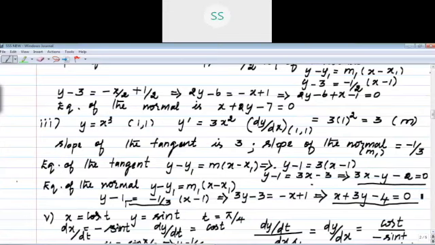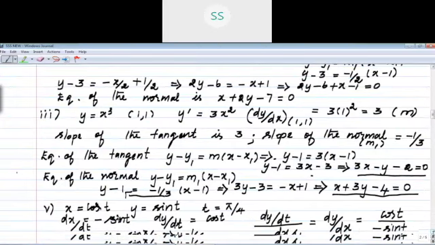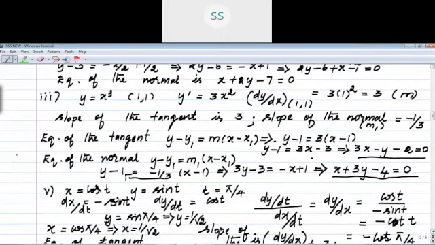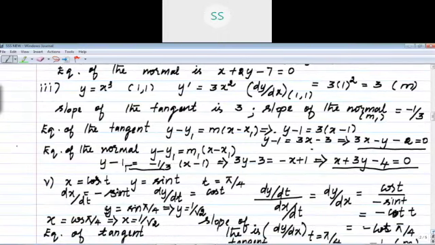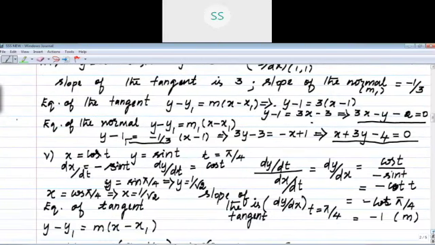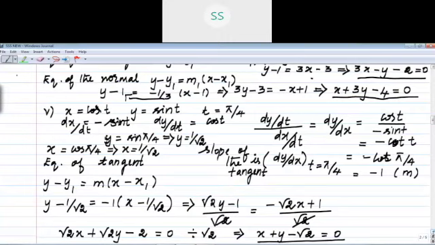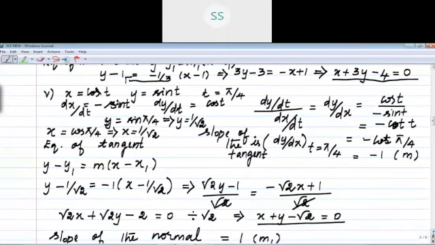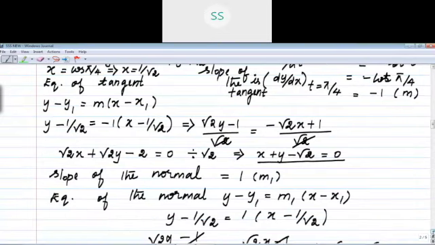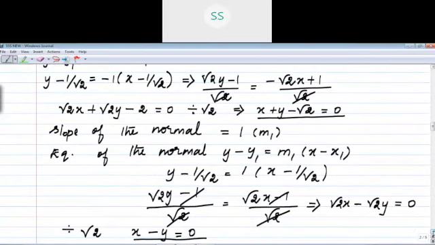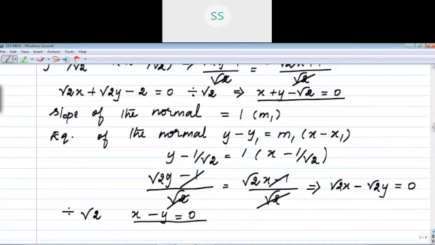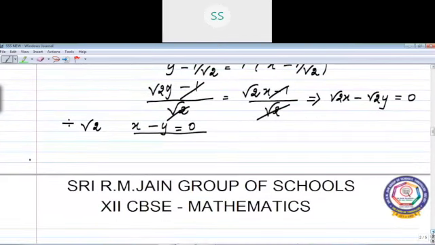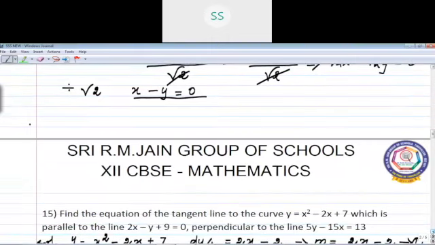t is equal to, you wrote it as what? t = pi/4. You arrived at y = 1/root 2, x = 1/root 2, slope is -1. Equation of the tangent, you substitute and cross multiply, you arrived at x + y - root 2 = 0. Slope of the normal is 1, and the equation of the normal you arrived at x - y = 0.